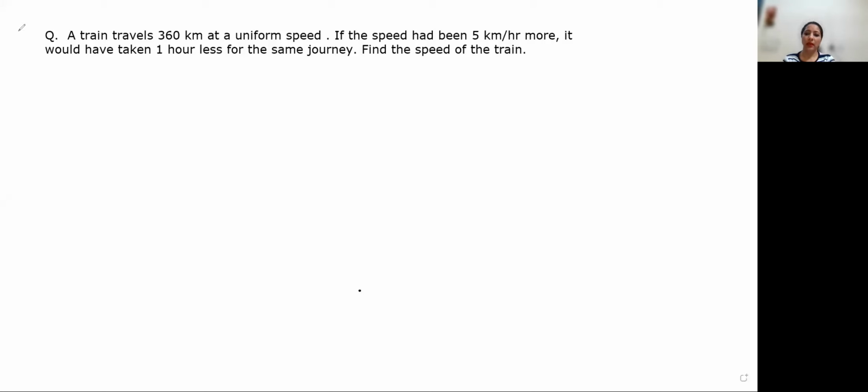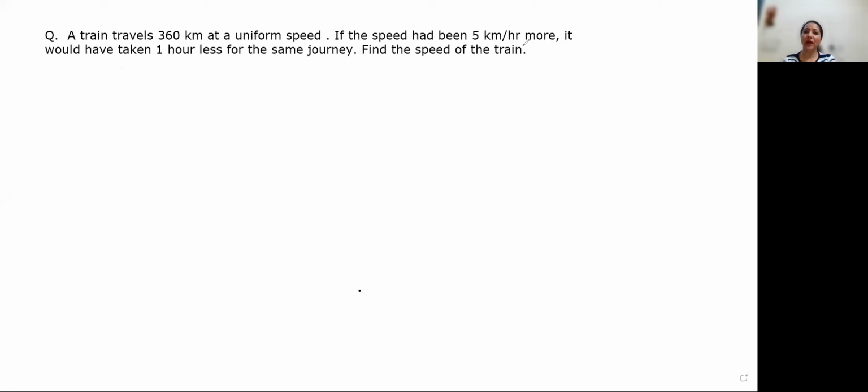Hello students, here we have a question based on grade 10 quadratic equations. A train travels 360 km at a uniform speed. Uniform speed means the speed of the train is the same throughout. It is not going slow and fast, it's the same throughout.